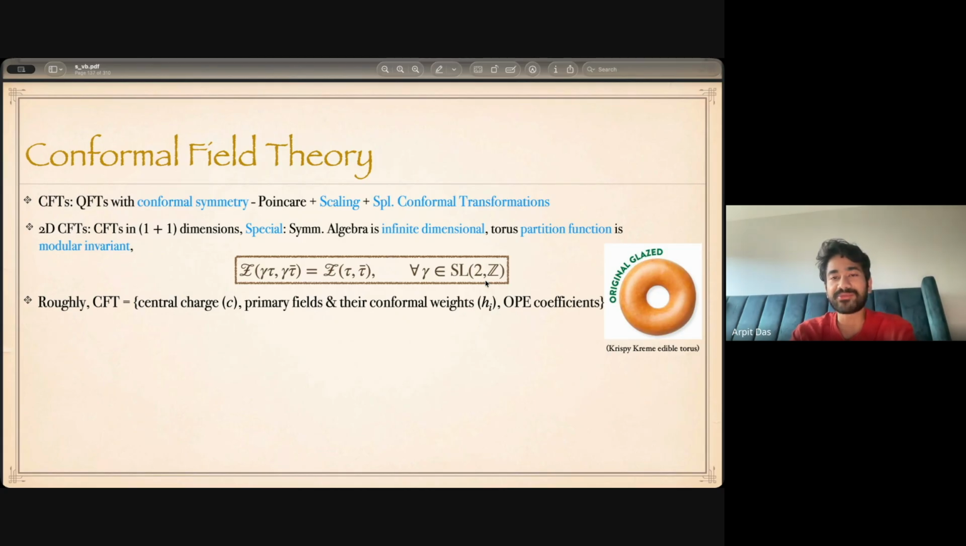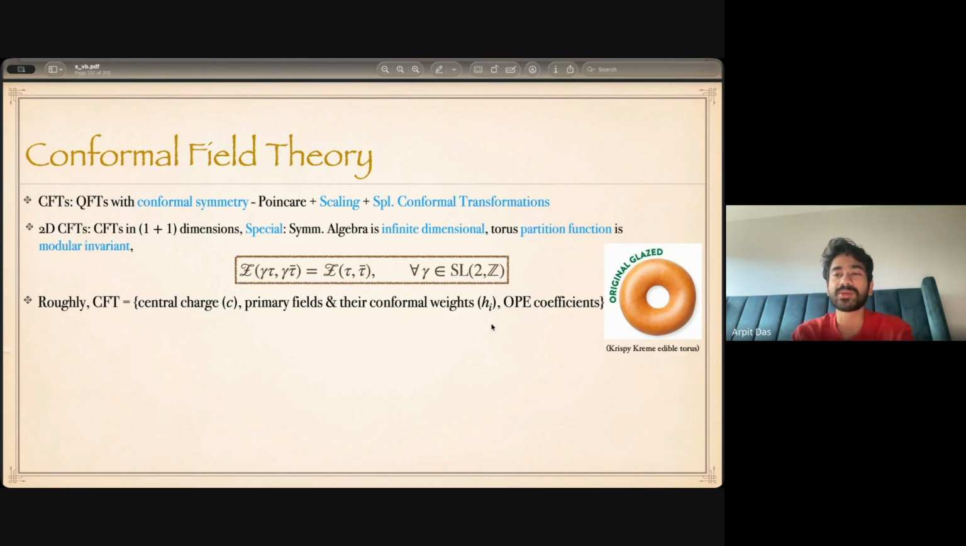Now, roughly when people talk about a CFT, many times they mention what is called the CFT data, and that CFT data is captured by what's called the central charge. Imagine it's like some degree of freedom in your theory, and some conformal weights.